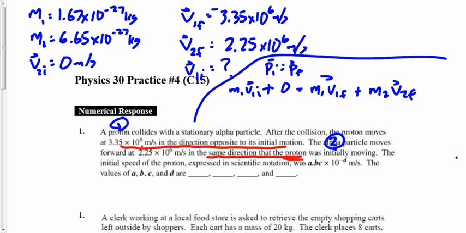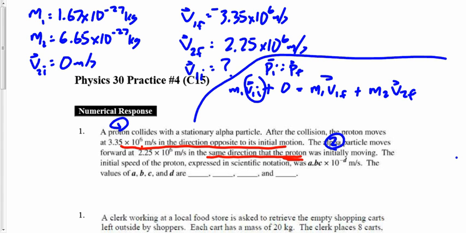Now we start subbing numbers in, right? We're looking for V1I here. So M1, oh, you know what? Anybody spot a little shortcut here? I didn't think about that when I first started this question, but there is a bit of a shortcut here that you can take if you notice it. If you don't notice it, that's fine.